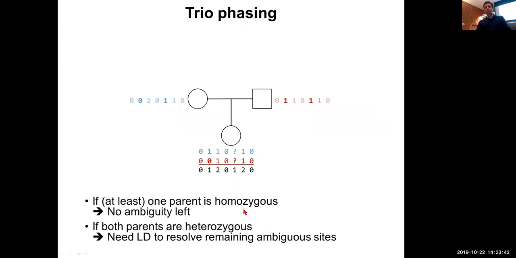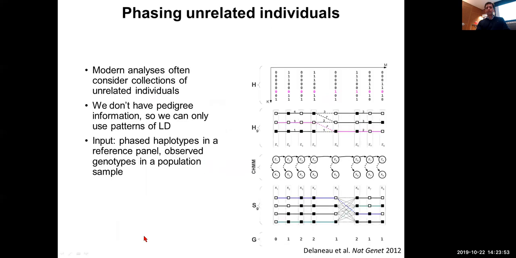So if at least one parent is homozygous, there's no ambiguity. If both parents are heterozygous, then you need to resolve the remaining ones using linkage disequilibrium blocks by saying, in the population that the parents are sampled from, how likely is that particular haplotype? So you can use the collection of unrelated individuals to estimate the frequency of each haplotype in every population, and then for any one individual, estimate the probability with which that genotype corresponds to each of the different haplotypes. Everybody with me?